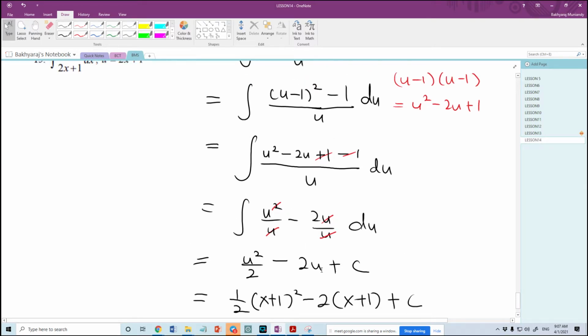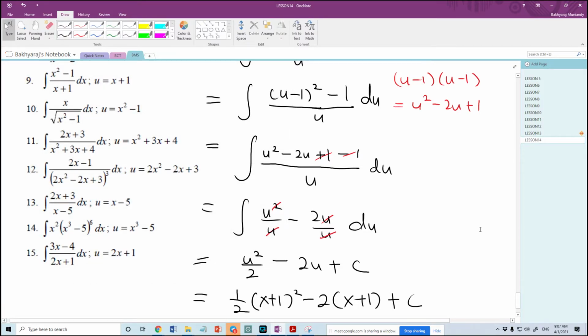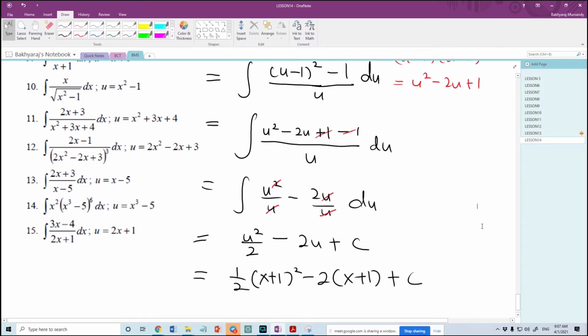Okay, anyone, any questions so far? Ada apa-apa nak tanya saya? I just can repeat back if you want. Tak ada? Okay, kalau tak ada, we proceed for number 10.